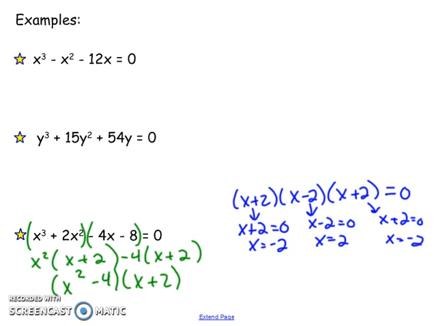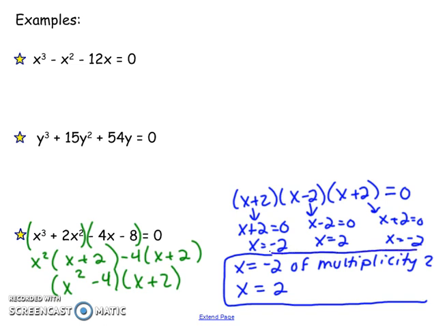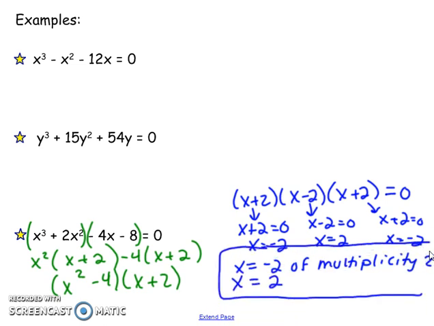But the way you would write your answer for this is you would say x equals negative 2 of multiplicity 2. That just means that negative 2 appears 2 times. So negative 2 of multiplicity 2, and we also have x equals 2. So when you're writing this, you don't need to write the entire word multiplicity if you don't want to. Another way you could write this is just x equals negative 2 of mult 2. That just means of multiplicity 2.